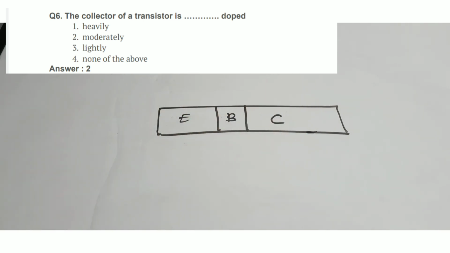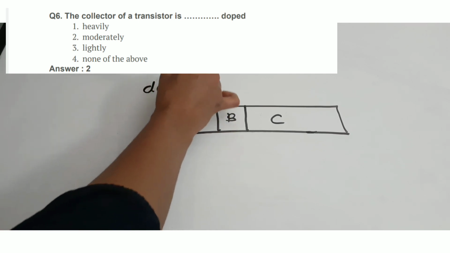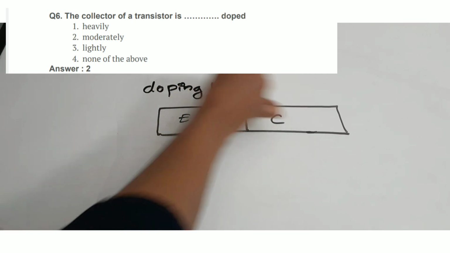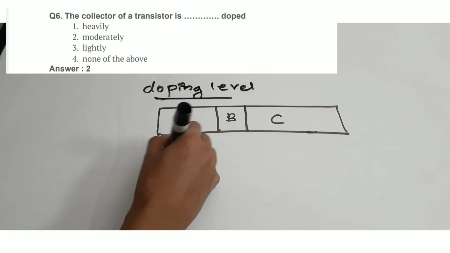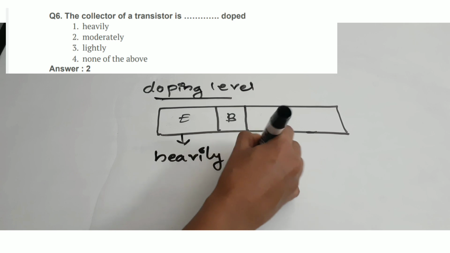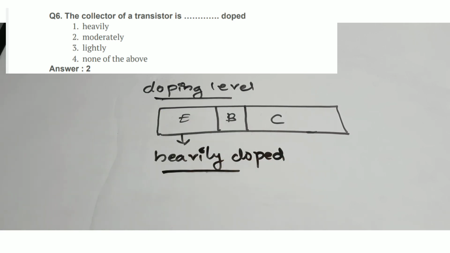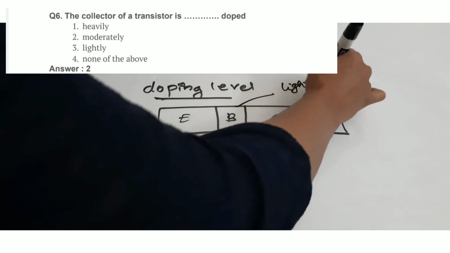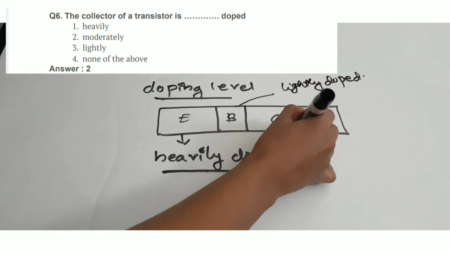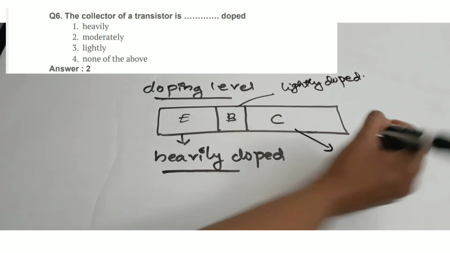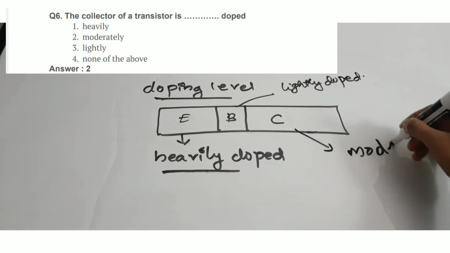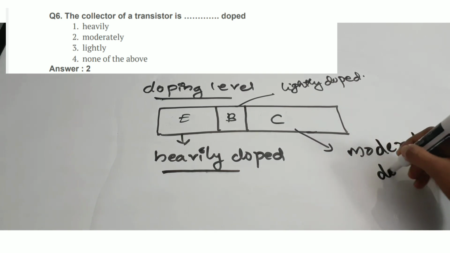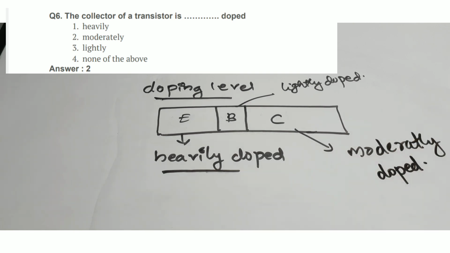This emitter is heavily doped. Now we are going to see the doping level. If you have at least the basic idea about semiconductors and doping, you should know that the emitter is heavily doped, the base is lightly doped, and the collector is moderately doped. So this is how the doping level varies.